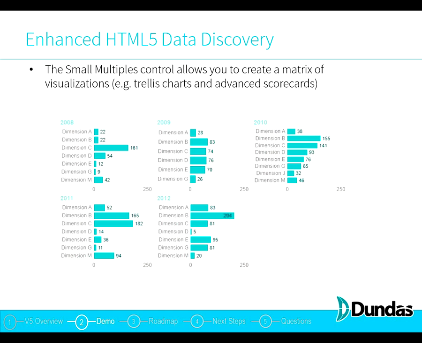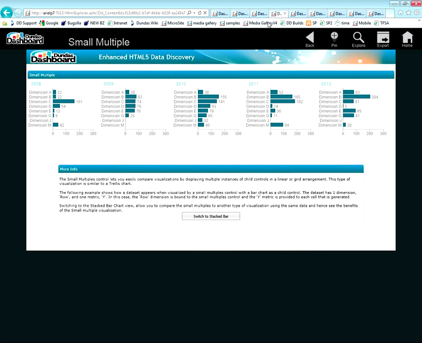Another option to visualize and discover a large amount of data on your mobile devices is using the small multiples control. The small multiples control lets you easily compare visualization by displaying multiple instances of child controls in a linear or grid arrangement. In this example, this type of visualization is similar to a trellis chart. I'm actually visualizing bar charts across different dimensions over different years.